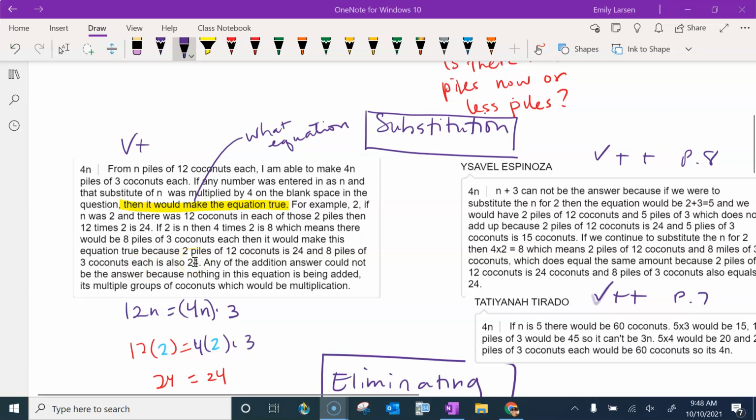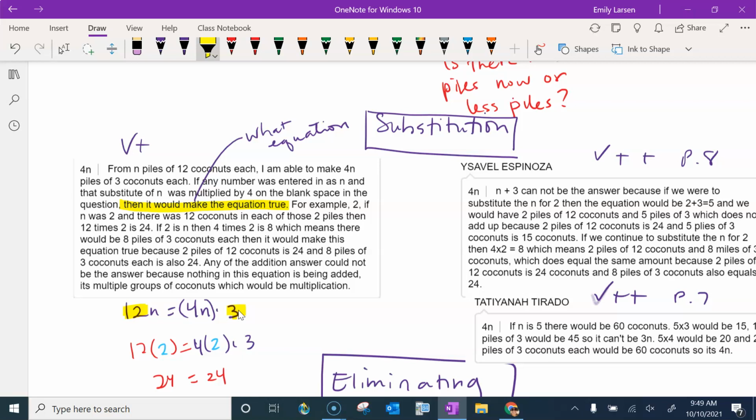So they keep referring to an equation, which gets confusing because there's no equation given, but this is the equation they're referring to, right? That same equation that I had up there, where the total amount is always the same, but the number of coconuts is reduced in each pile, which would increase the amount of piles. Okay, so there's their substitution, and then they get 24.